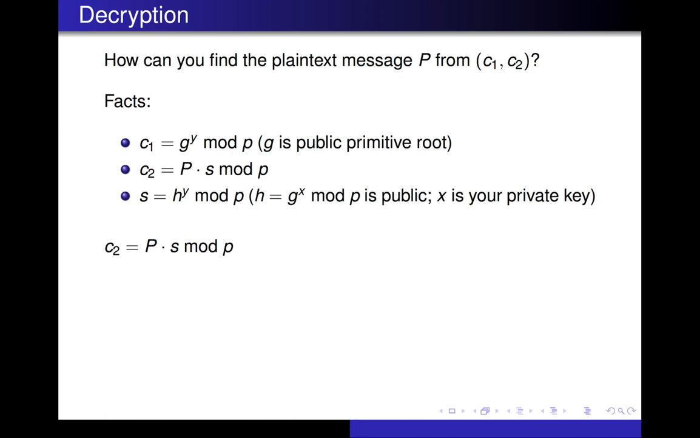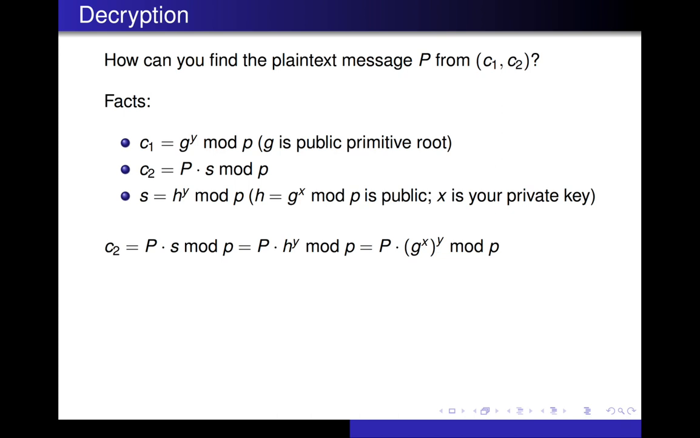Now, the only equation that we have right now that involves our plain text is C2 equals P times S mod P. So somehow we want to use that to figure out what our plain text P is. Now we know S is equal to H to the Y, so we're just going to go ahead and plug that in. So we get P times H to the Y mod P. And remember that H is equal to G to the X mod P. And so we can replace our H with G to the X.